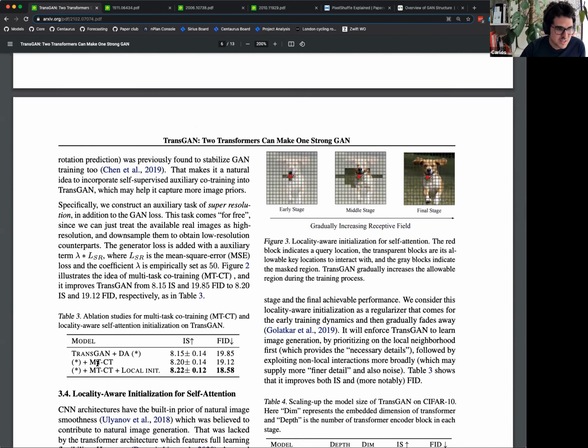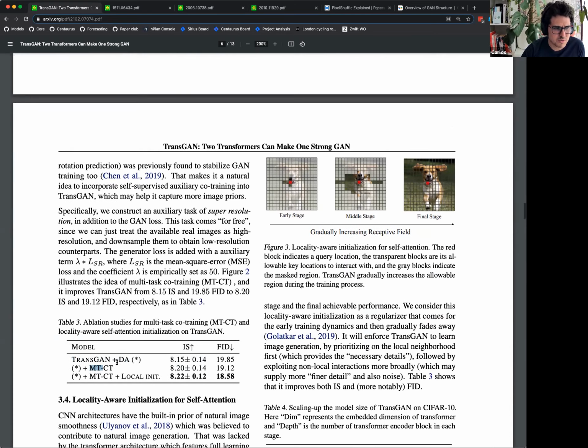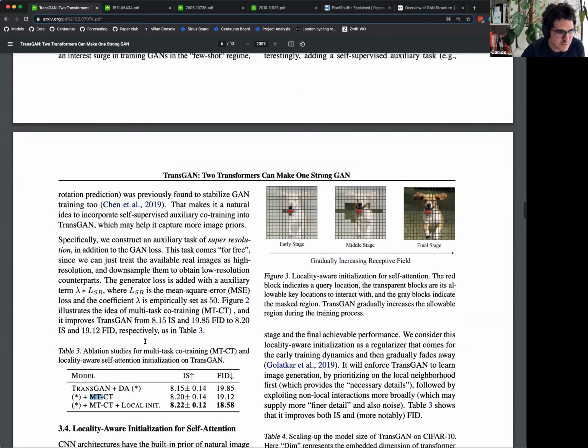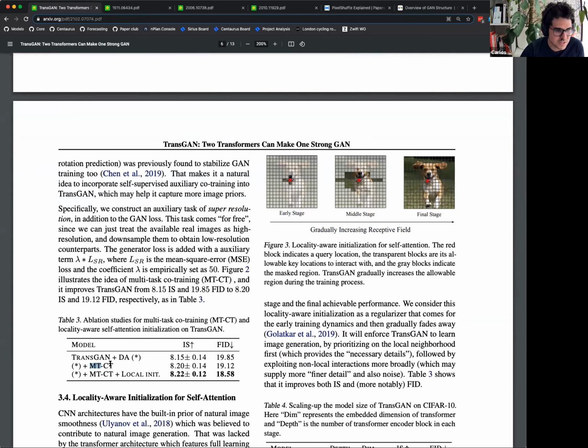But anyway, they show that it improves a little bit on their own. So they have the TransGAN with data augmentation, and then they add this multitask code training, and it increases a little bit. I don't think this is enough to be significant, which is interesting. It just means that it's getting better at creating high resolution images, but I mean, the Inception score also measures the quality of the image. But well, anyway, it helps a little bit.